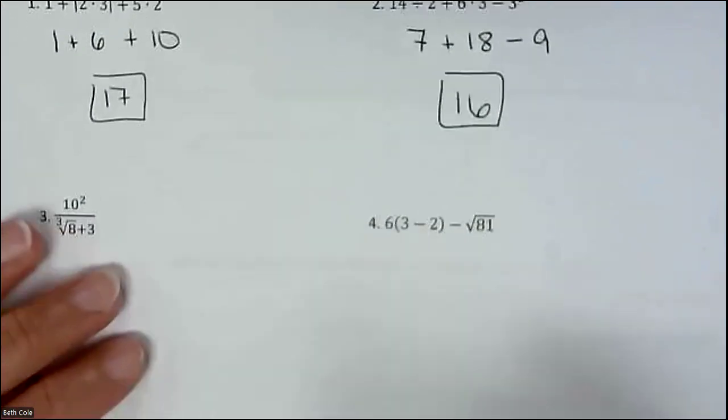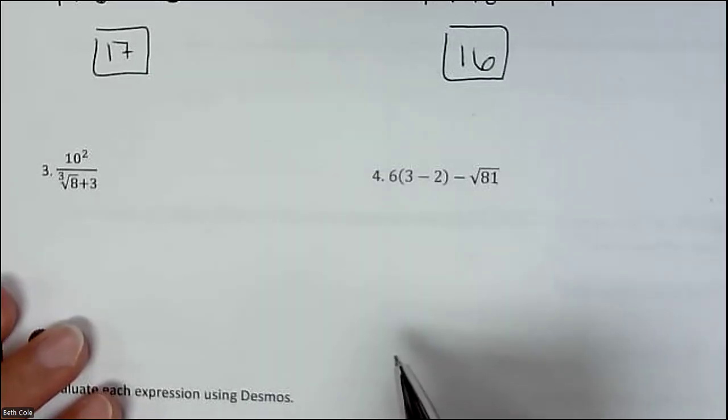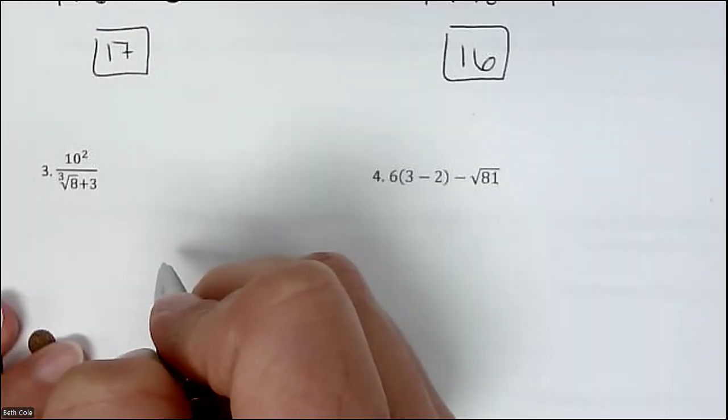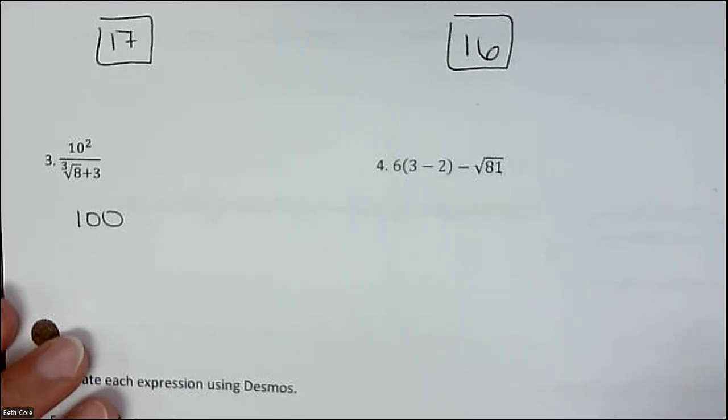All right, down here. Oh, here's another squared. 10 squared. 10 times 10. 100. Good job. Tens are easy. You just add a 0.